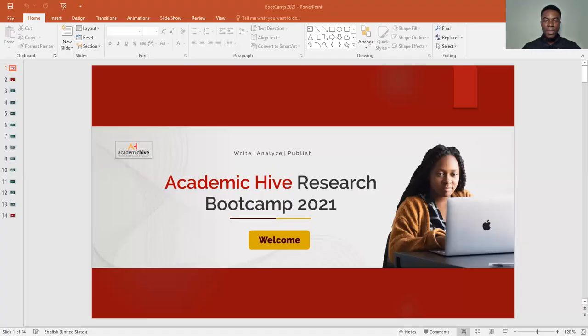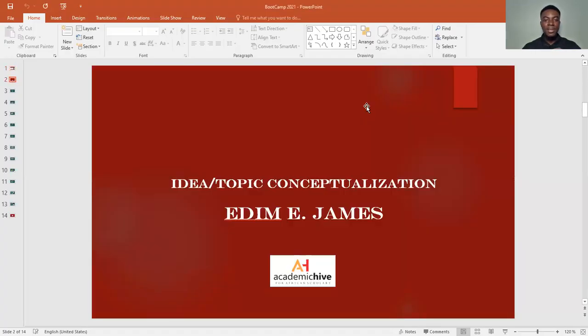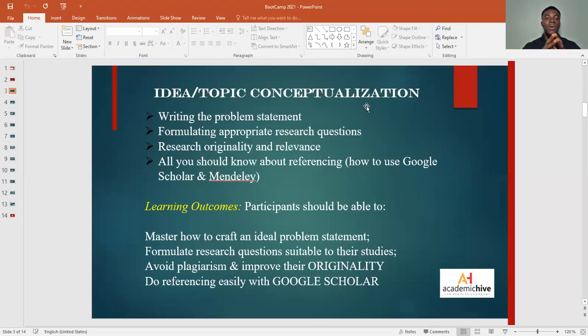Today, we'll talk about idea topic conceptualization. Under this subject, we will discuss writing the problem statement, formulating appropriate research questions, research originality and relevance, and all you should know about referencing, specifically how to use Google Scholar and Mendeley.